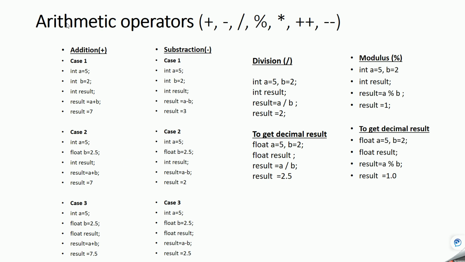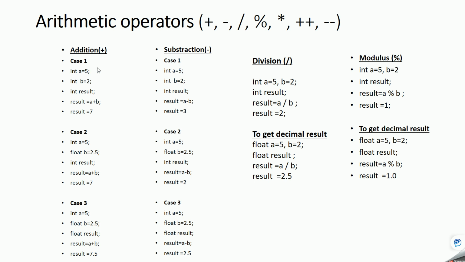So basically, arithmetic operators are the operators that are used to perform arithmetic operations like addition, subtraction, multiplication, and so on. We have these many arithmetic operators, and let's see each of them by example. So we have the addition operator. We will see three cases of it.